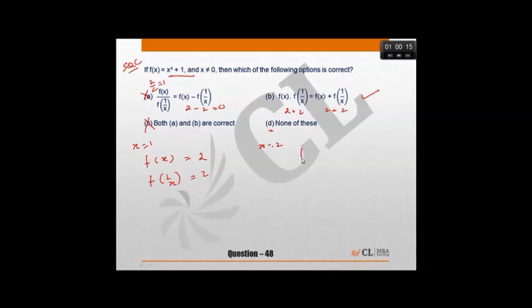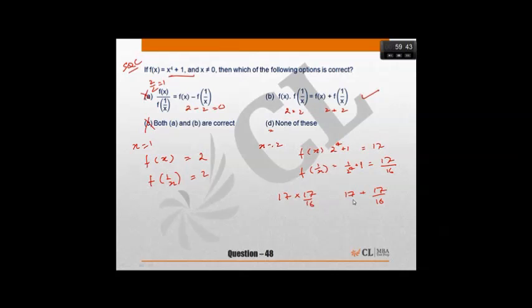If x is equal to 2, then f of x will become 2 to the power 4 plus 1. 2 to the power 4 is 2, 4, 8, 16, so 17. And f of 1 by x will be 1 upon 2 to the power 4 plus 1, so 16, so it becomes 17 by 16. So just let me check out here. So this is 17 into 17 by 16, and the right hand side is 17 plus 17 by 16.